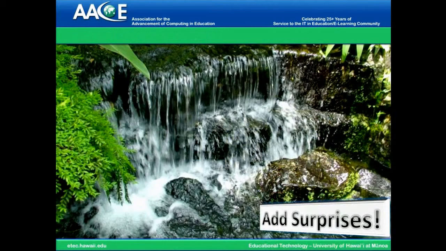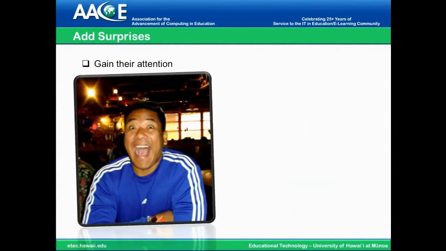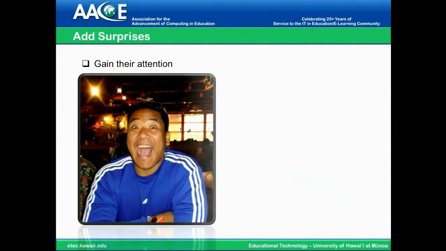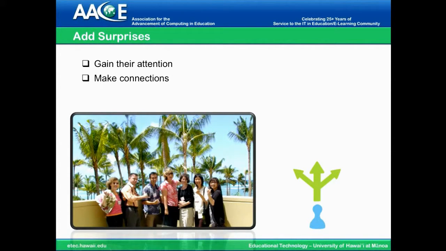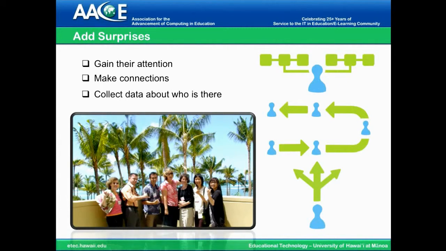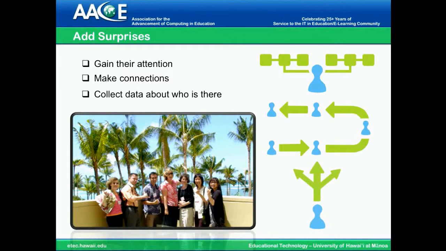Add surprises. Find ways to gain their attention. It also helps to make connections. So if you know people in the audience, make sure to find ways to mention that. One way to do this is to collect data about who is there. My husband suggested once, and it was a great idea, is to have a drawing at the end with a prize. And then ask everybody to hand in a business card in a bag, and then you have a drawing at the end. Also, be sure to bring index cards for people to write names if they don't have a business card.